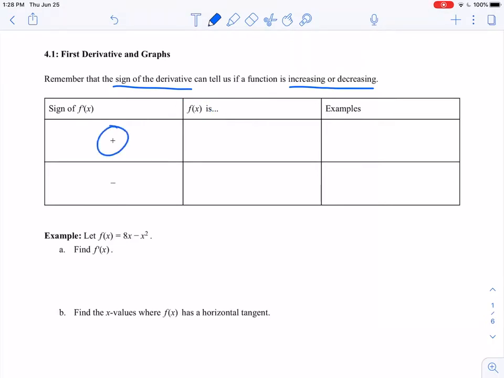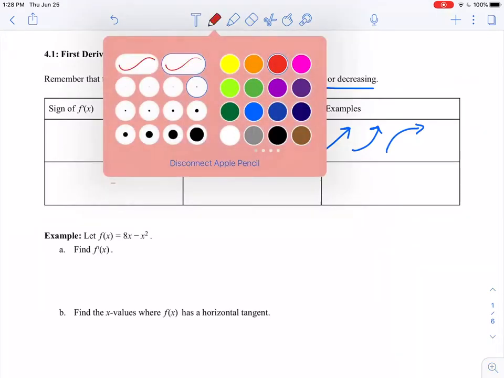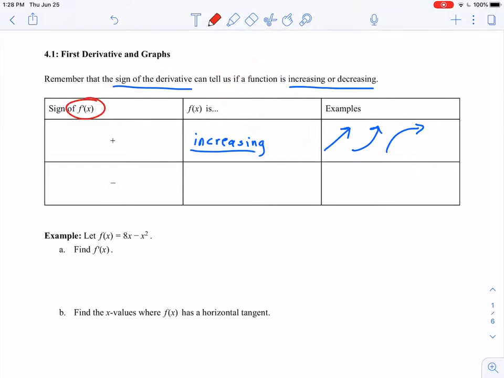So if the derivative has a positive sign, that means my original function is increasing. And I may not know how quickly it's increasing, but I know it's increasing in some way. So perhaps it's just a straight line, or perhaps it's curving upward or downward. We'll talk more about that in the next section, but I know at the end of the day that my function is increasing.